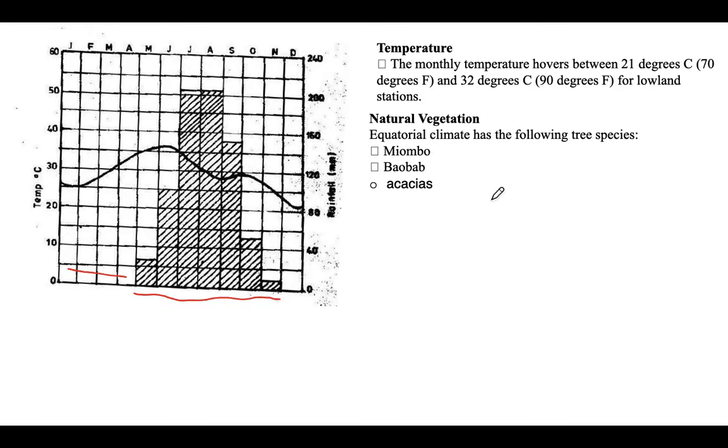And then trees are drought resistant, such as the baobab. And then trees are deciduous in nature. That is, they shed their leaves during the dry season. So most of the time they shed their leaves during the dry season.